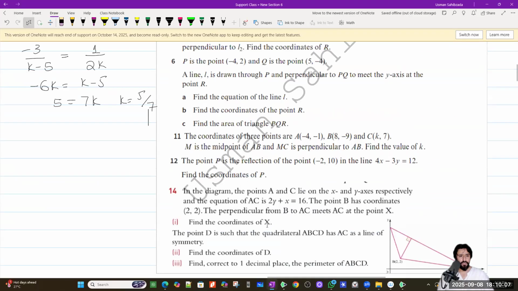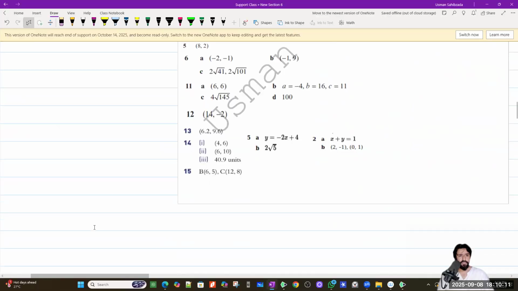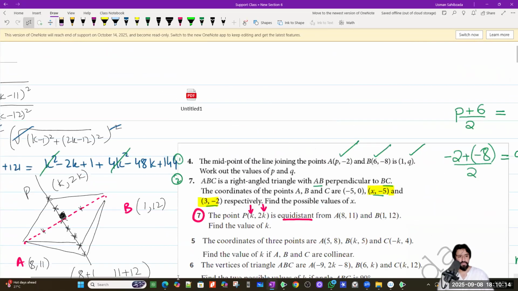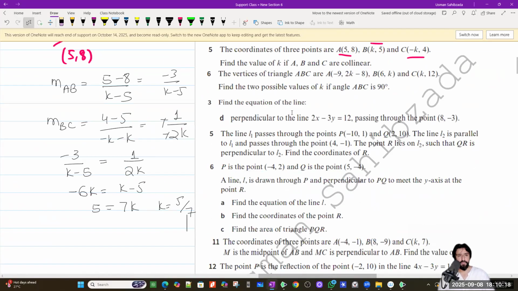Let me check. I had the answer given. Is k 5 by 7? Yeah, it is 5 by 7. A little bit of self doubt comes in at the end of the day. Okay, so this is question 5.